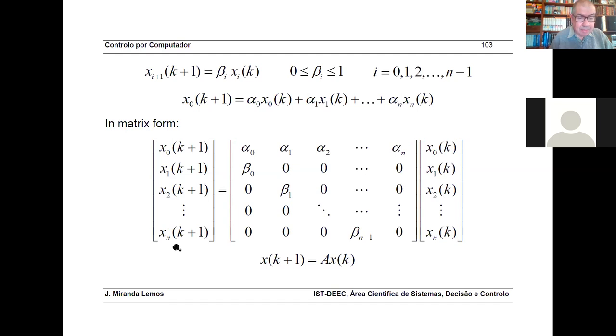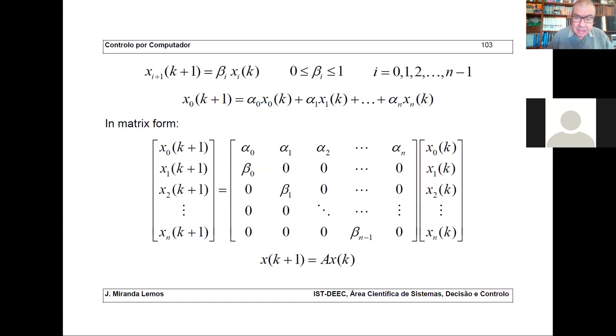So in a compact way, this matrix made of alphas and betas, you call it A. So you are multiplying the state at time k times a matrix A to get x at time k plus one. Okay, I said the state. The state is a set of variables such that if you know them at one time instant, you can compute what happens in the future, provided that you know how the system is excited.